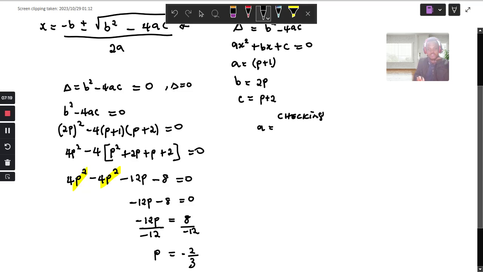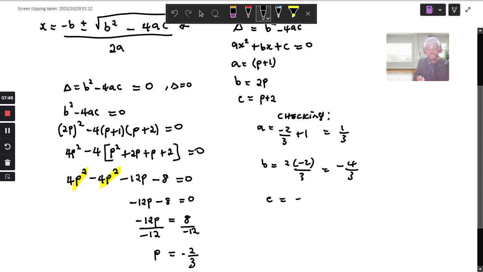Check, or you are verifying. Okay, a is equal to minus 2 over 3 plus 1, which is equal to 1 over 3. Now for b. b is equal to 2 times minus 2 over 3, which is minus 4 over 3. Okay, we go for this one.